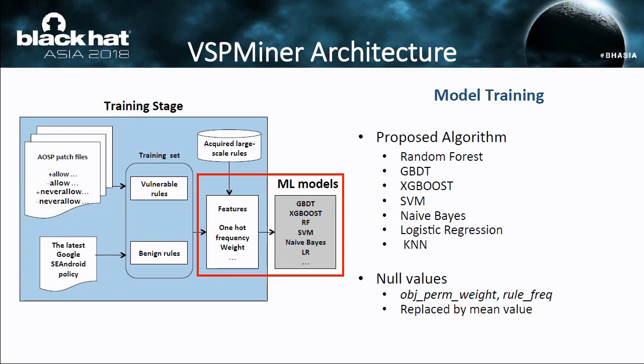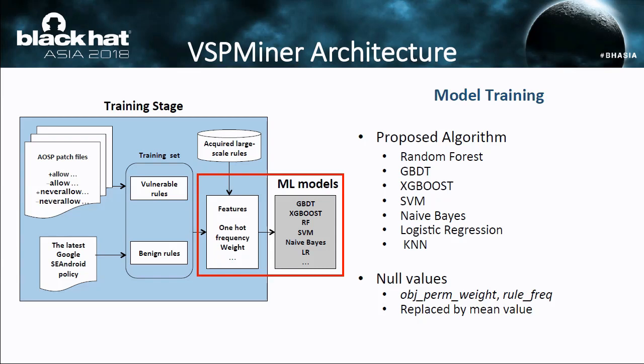After this, we finally have very complete features for us to do the further model training, and we propose several basic approaches to classify these features, like random forest and also GDBT, SVM, naive Bayes, KNN, logistic regression, like this way. But during the model training, we should note that there are some null values that will appear for the object permission weight and also the rule frequency, because it may not appear in the training set. But this is very, very small.